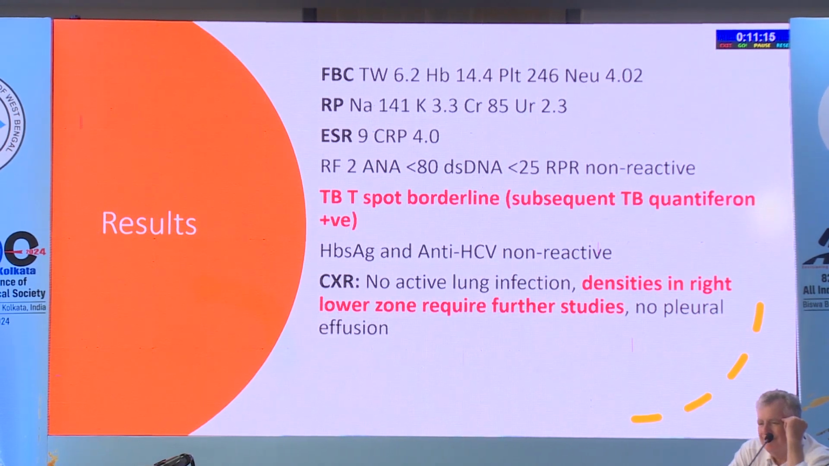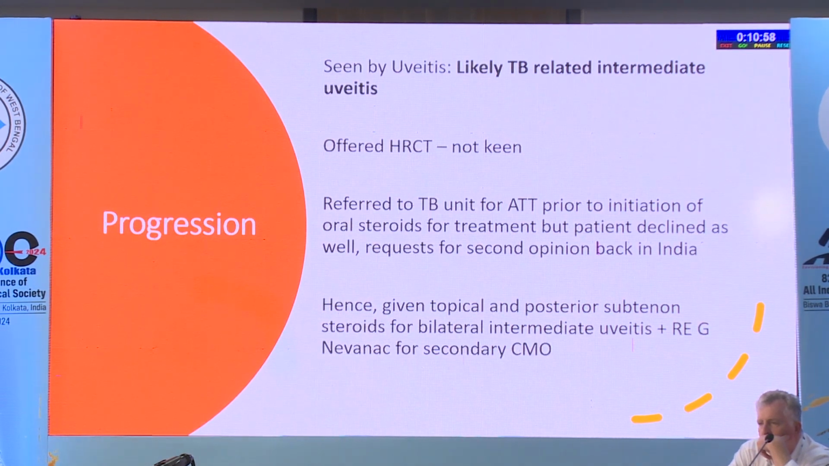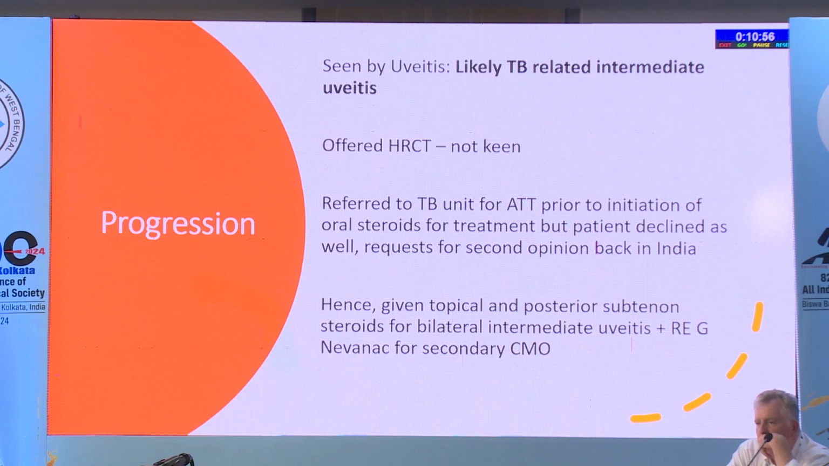And you do a TB spot, you got a TB spot positive, the patient wanted further diagnostic confirmation. TB Quantiferon was also ordered by one of the treating physicians who believe in doing both tests. Chest x-ray also showed some densities in the right lower zone requiring further studies. Was likely diagnosed as TB related intermediate uveitis. HRCT was offered, patient was not keen, referred to TB unit for anti-TB therapy.